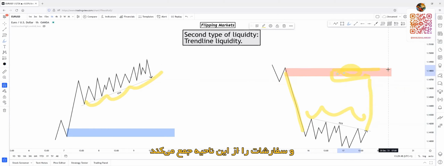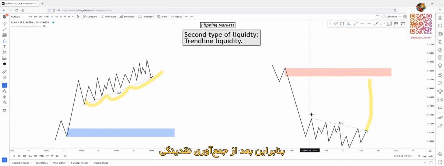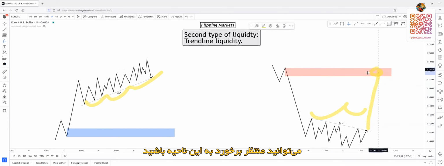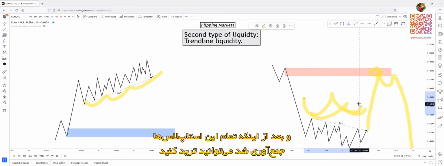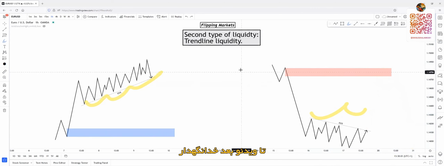So yeah, after the liquidity has been swept, you can wait for a tap of this zone, and you can enter a sell position after all of these stop losses have been swept. So yeah, let's hop into the next one.